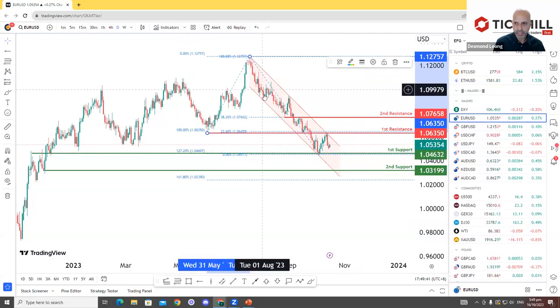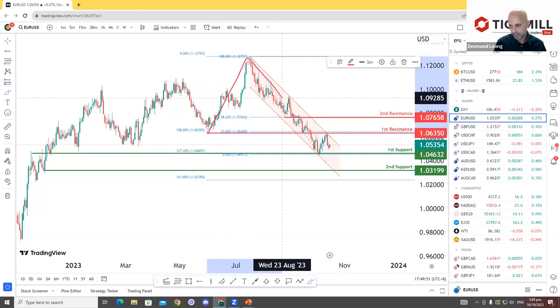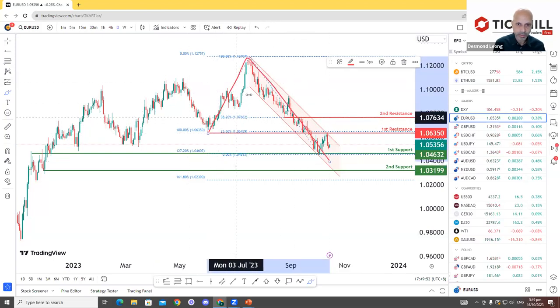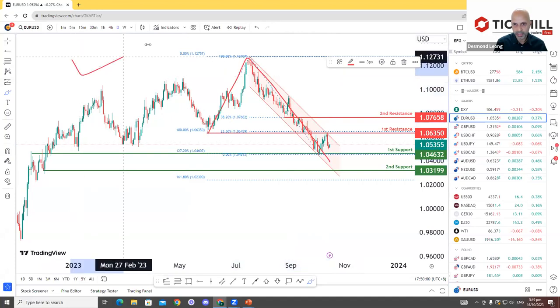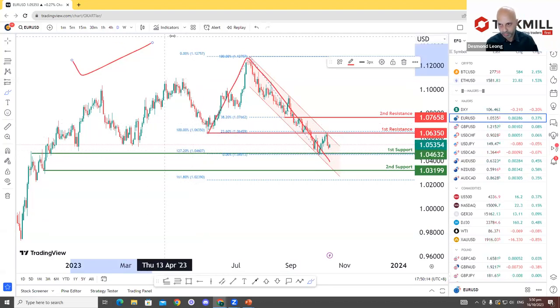Extension levels in this scenario would help us identify potential support areas. So what we're looking for is a market structure that looks like an inverse Nike tick. We all know the Nike logo to be like this. This is a Nike tick scenario here, but in this price structure, we see an inverse of it. That's when you can apply the Fibonacci extension levels to help us identify potential support areas.